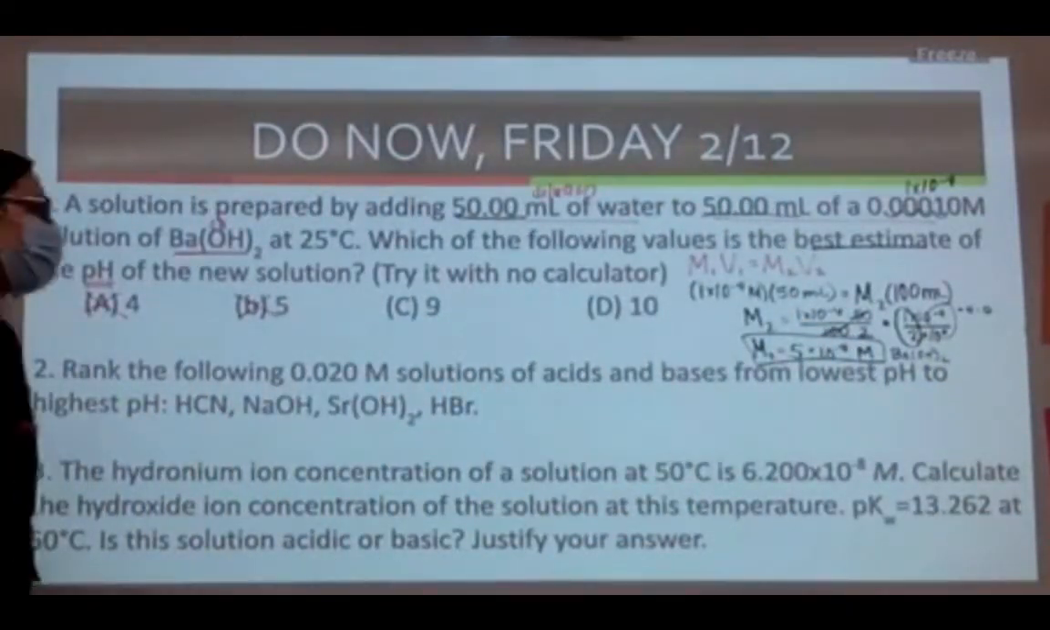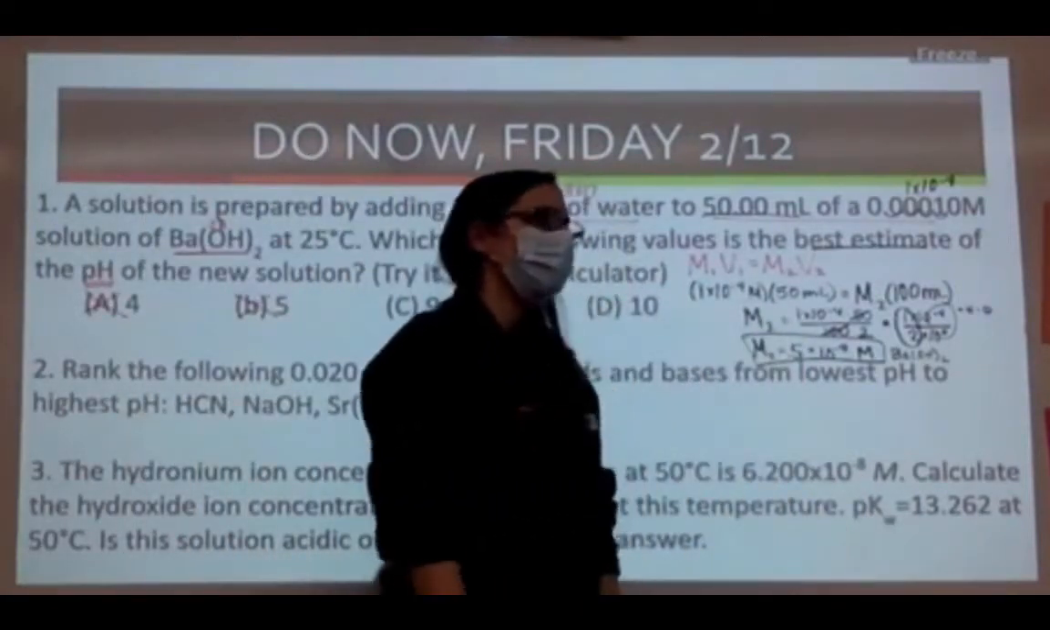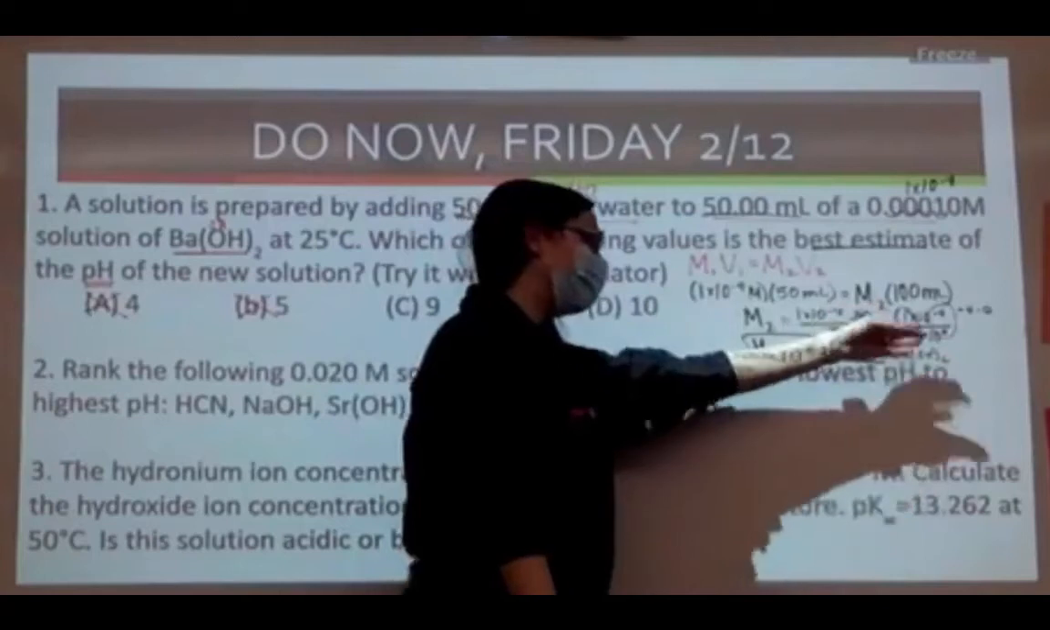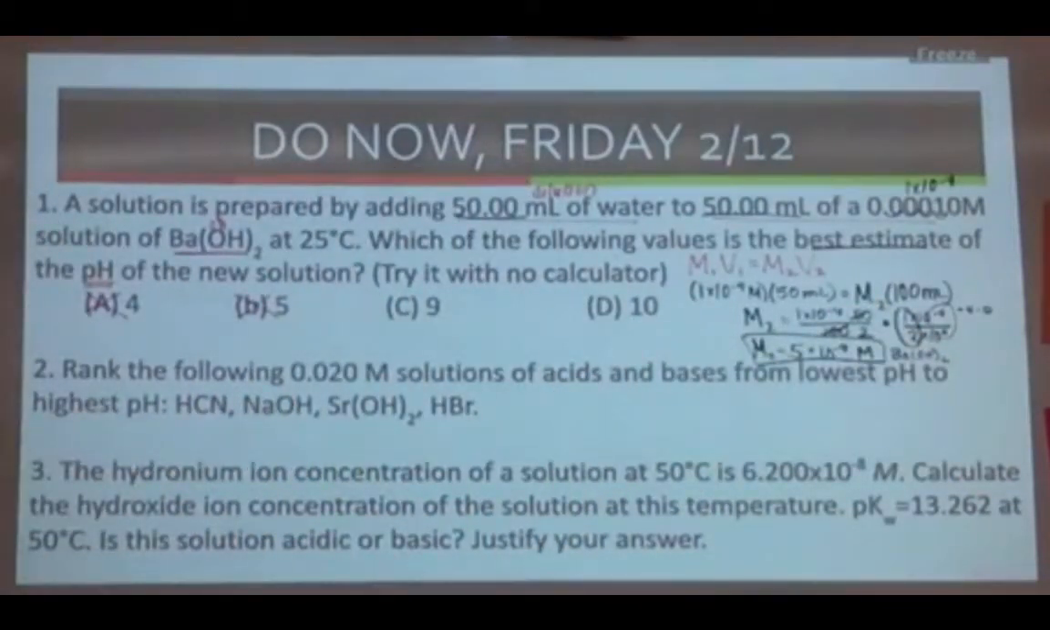I have some people that are like, if I know that 1 times 10 to the negative 4th would just be 0.05, or 0.5, do I need to show this? No. I'm just trying to help with scientific notation without a calculator. Now, pH. All right, my goal is to find pH.